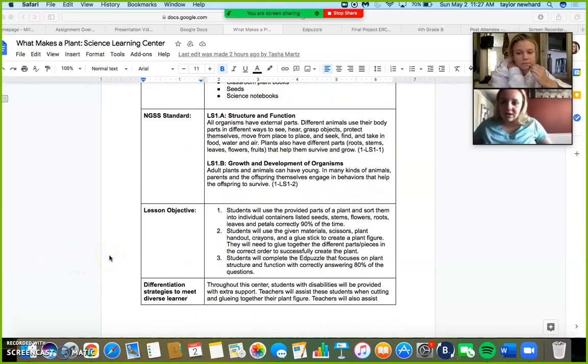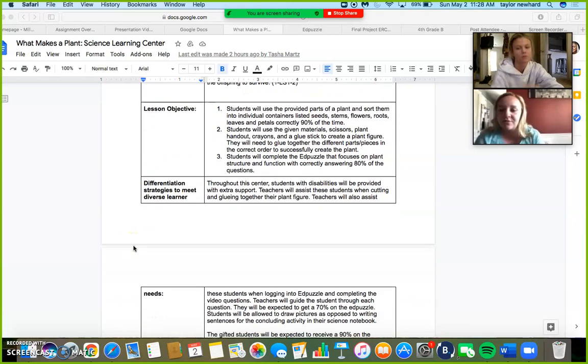For our standards, we went with the Next Generation Science Standards. So we've got LS1A, which is structure and function. This is about organisms having external parts. So this relates really closely because it says plants also have different parts: roots, stems, leaves, flowers, fruits, and they help them survive and grow. And that's what we're discussing in our center. The other standard that we have is LS2B, which is growth and development of organisms. And that's talking about parents and offspring. So this relates to the seeds and then the plants growing.